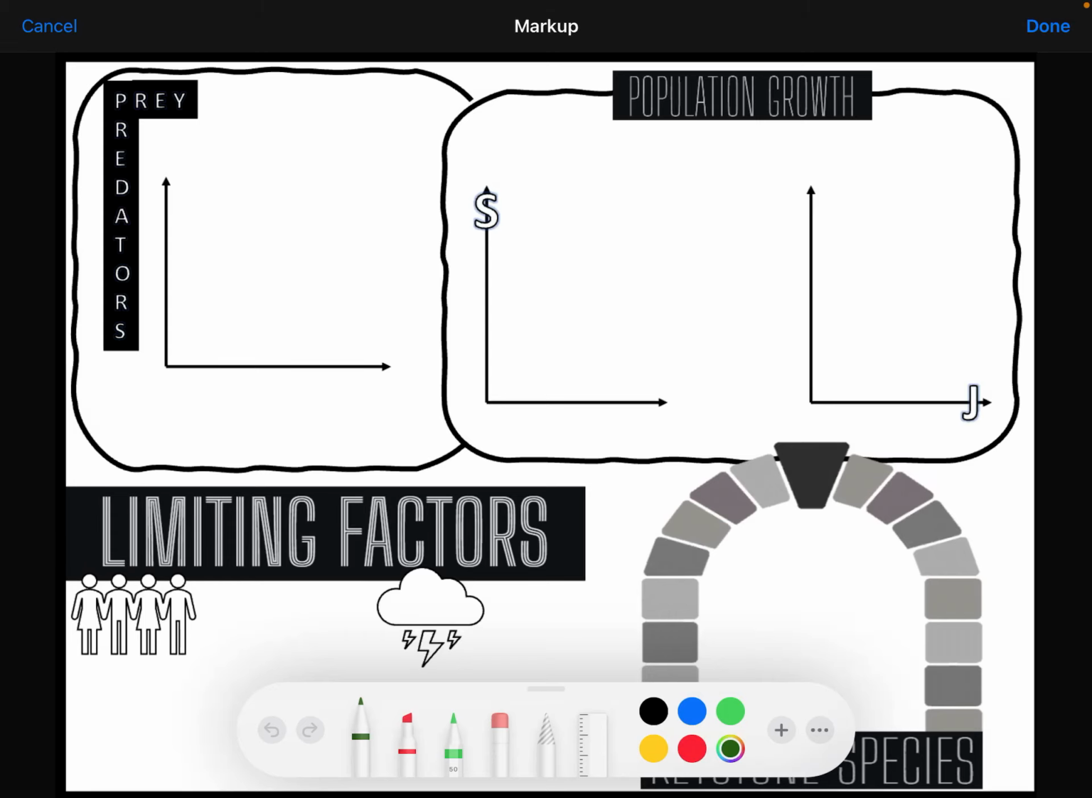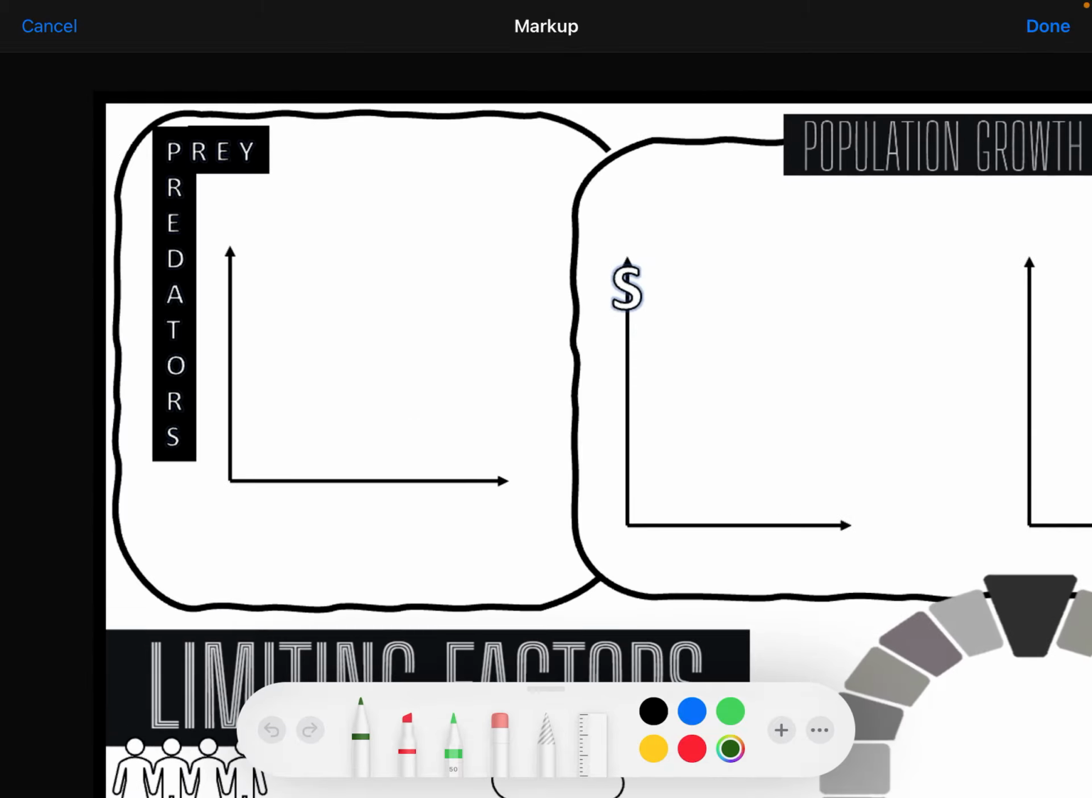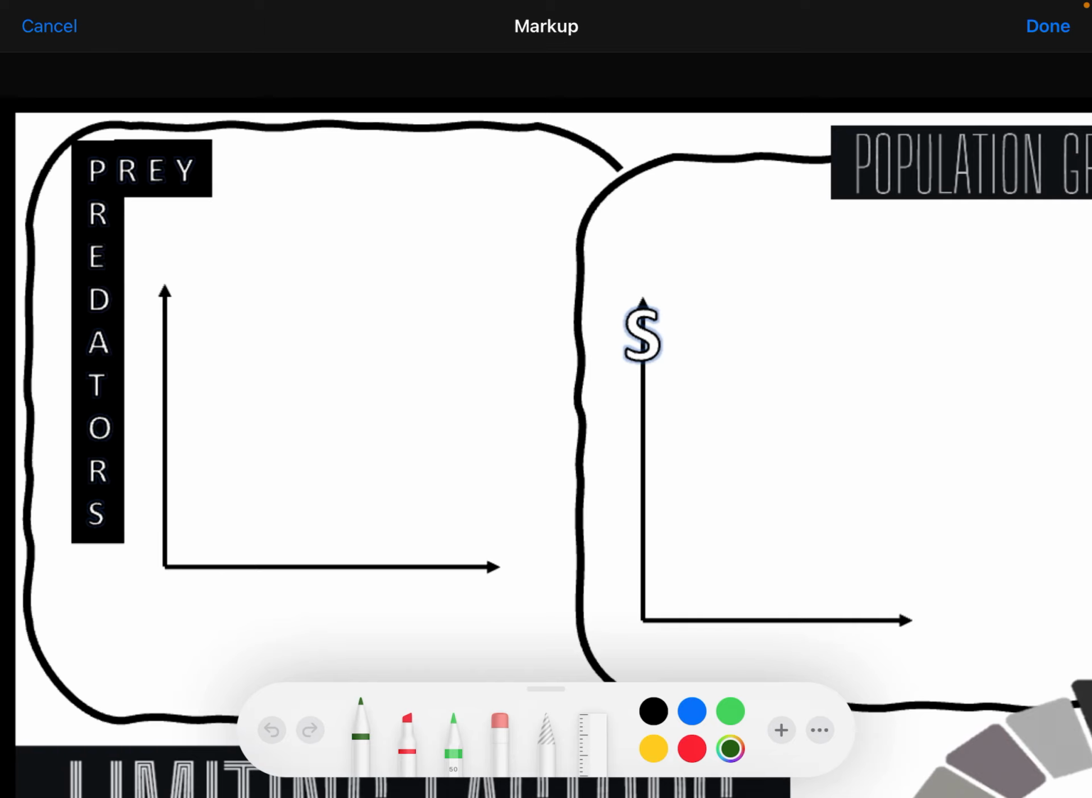Okay, so we're going to talk about the types of things that can impact the population in an ecosystem. I'm going to start over here with my predator and my prey. I'm going to start by labeling my graph, and down here I have time. And over here I've got population. So time is my independent variable, population is the dependent variable, and I'm going to draw two lines.